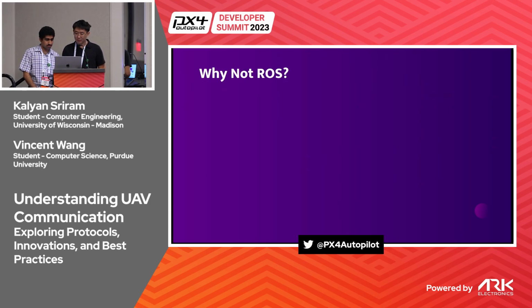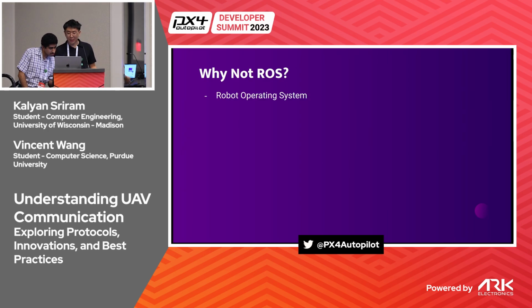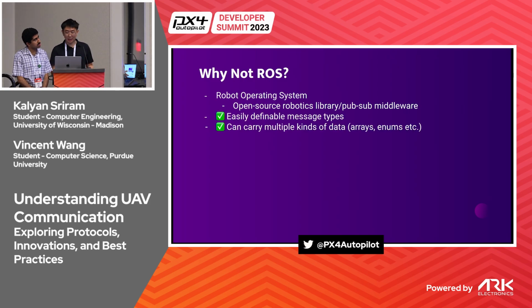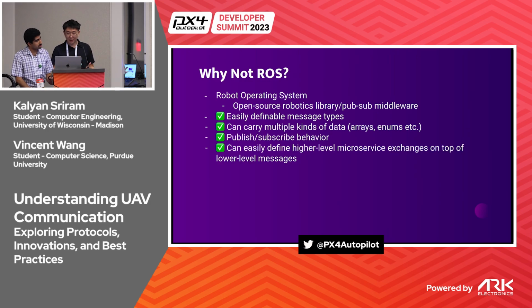So those of you who might be here from ROSCon might be saying, well, ROS can do this. And others of you might ask, well, what is ROS? ROS, or the Robot Operating System, is a very popular open source robotics library and publish-subscribe framework, even at the time, which was around 2009-ish. It has easily definable message types that can carry almost any kind of data, and it has good publish-subscribe behavior and the ability to define higher-level exchanges.